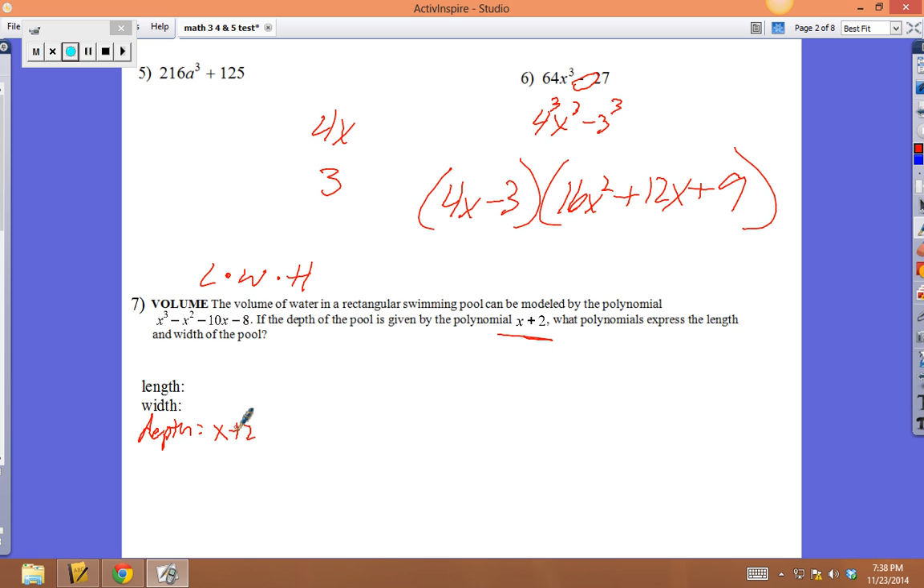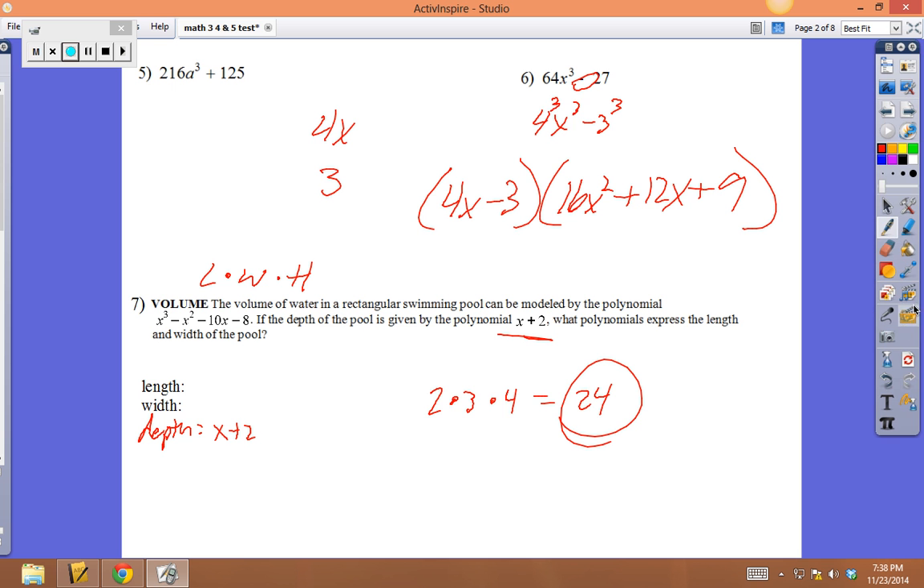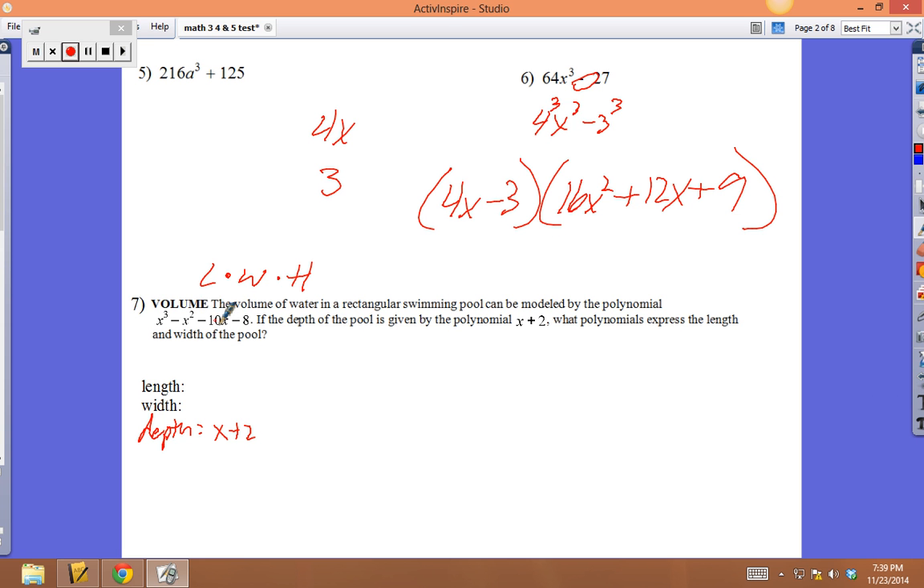So if I take this times this times this, so if I say the length is 2, the width is 3, and the height is 4, you times them all, and that's 6 times 4. The volume would be 24 something cubed, because volume is cubed, that's third dimension. So you got a cube right here. This is third dimension. You times 3 things, and it gives you x cubed minus x squared minus 10x minus 8.